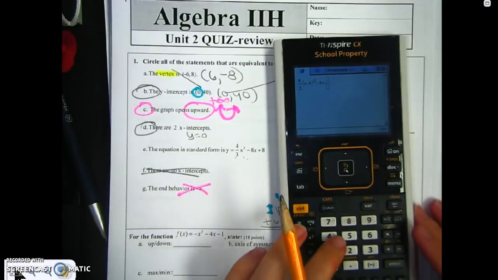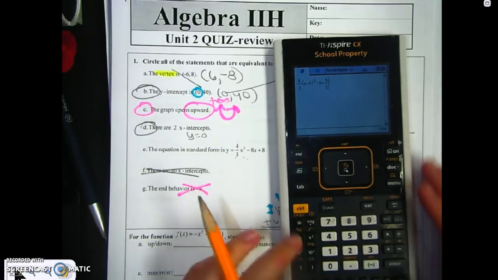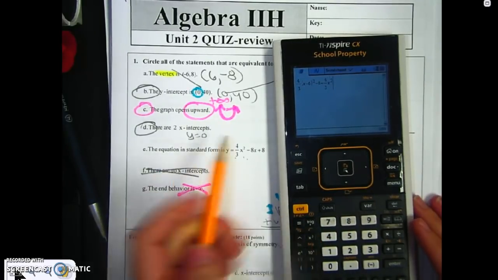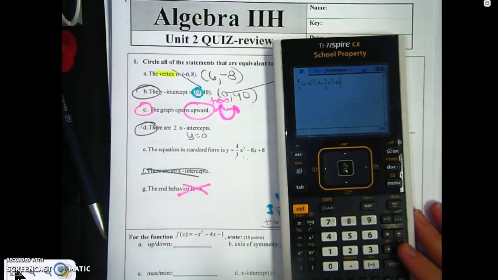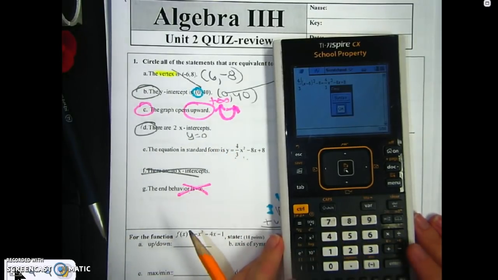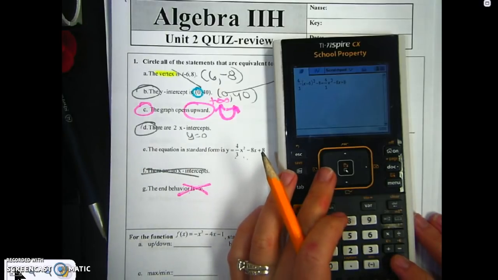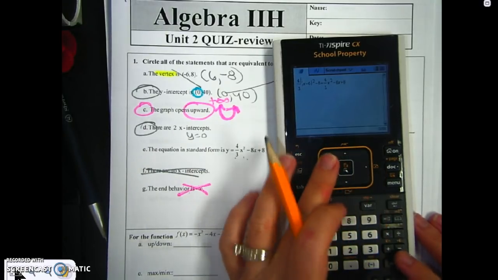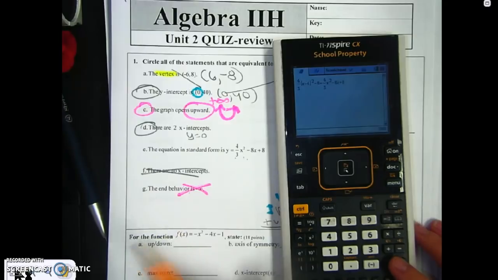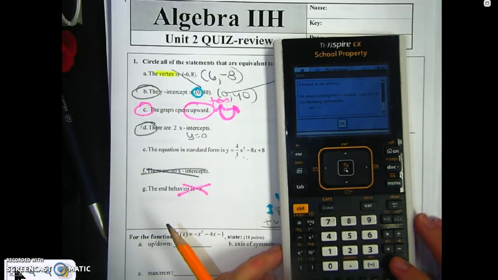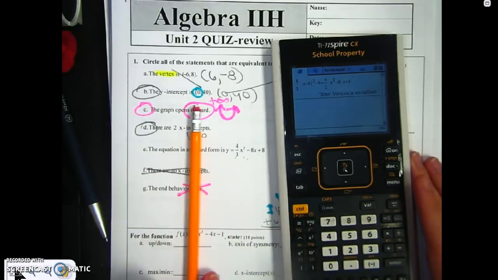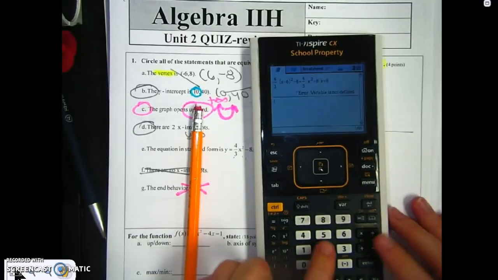Control divide, 4/3, x squared minus 8x plus 8. Oops, what's the syntax error? Oh, it might not. Oops, okay. Let's try this again. Press enter. Oh, I didn't store a value for x. Darn it. So remember, store a value for x.